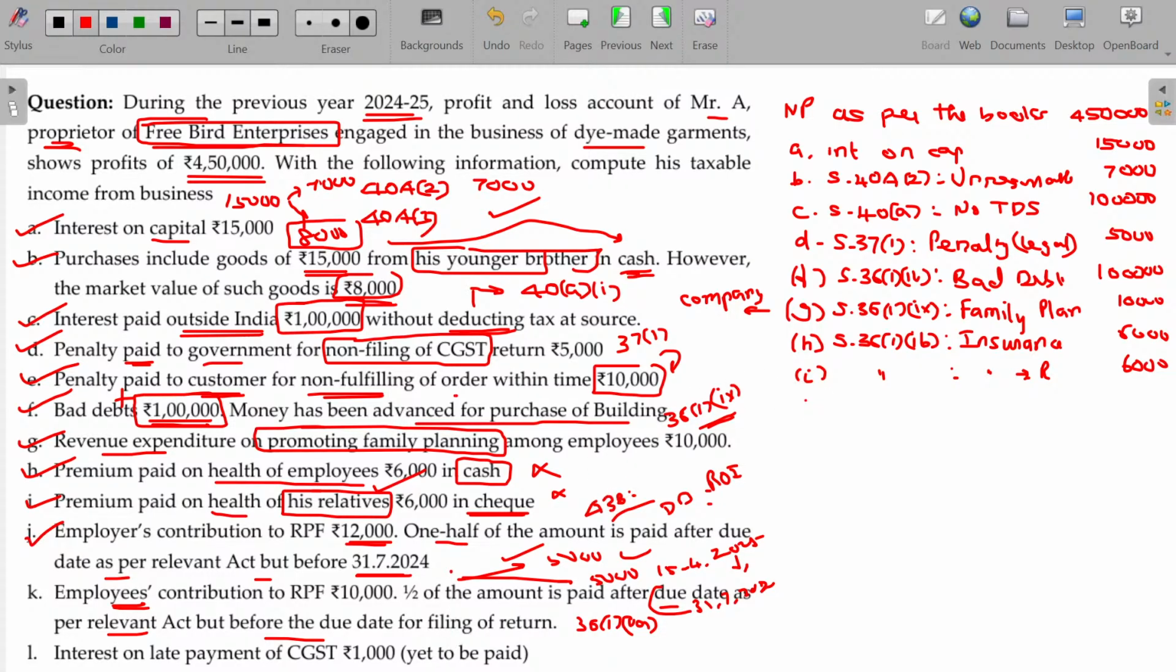So K: section 36, clause 1, subclause 5A and section 2, clause 24, subclause 10. As per this, RPF not paid within the due date of the relevant act is disqualified. Out of 10,000, only 50%, 5,000, is disallowed.